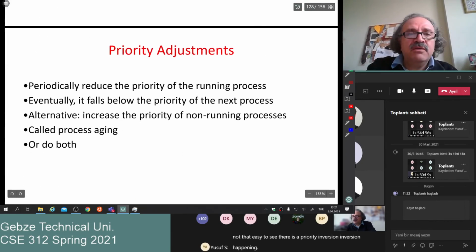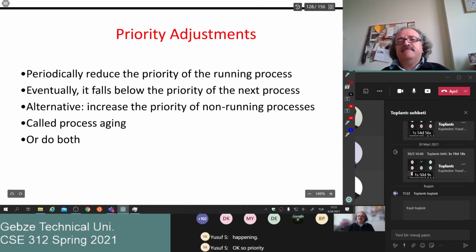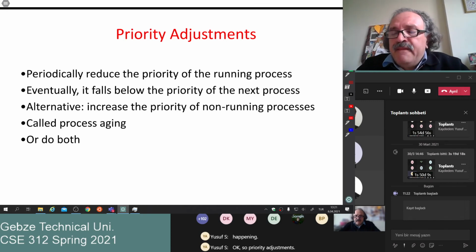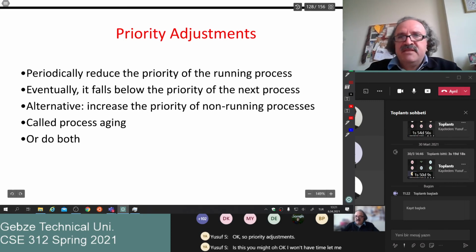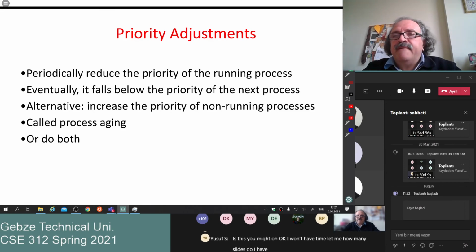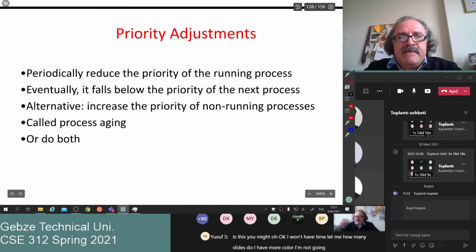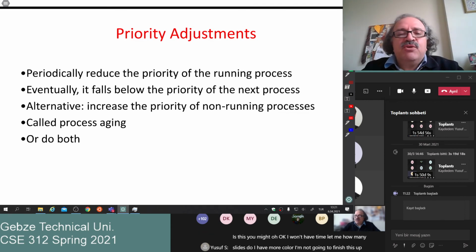Okay, so priority adjustments is this. You might, oh, okay, I'm out of time. Let me, how many slides do I have? Oh, come on. I'm not going to finish this up. Priority adjustment is this. Let me talk about the priority adjustments.